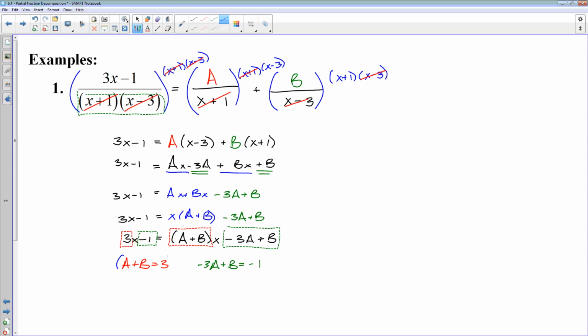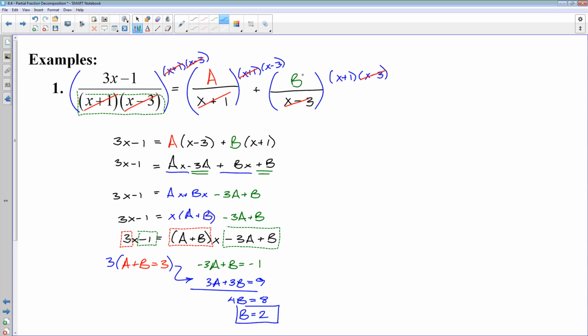If I multiply this equation right here by 3, then that would give me 3a plus 3b is equal to 3 times 3 is 9. And now I'll add these two equations together. The a's cancel. B plus 3b is 4b. Negative 1 plus 9 is 8. And I know that b is equal to 2. So now I've solved for b.